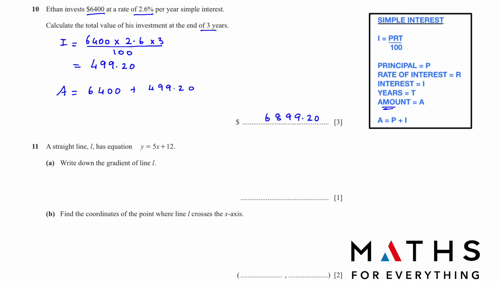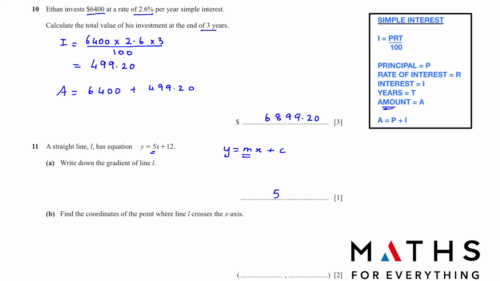Question number 11. A straight line L has equation y is equal to 5x plus 12. Write down the gradient of the line L. A straight line equation is always written in the form y is equal to mx plus c, where m is your gradient. Looking at the equation given to us, we can clearly see that our m is 5. So that is our gradient.